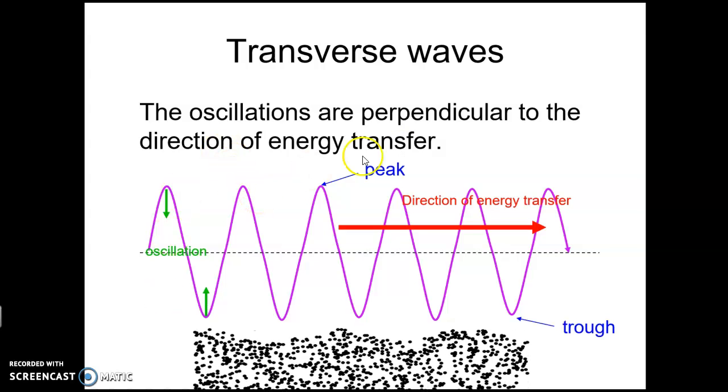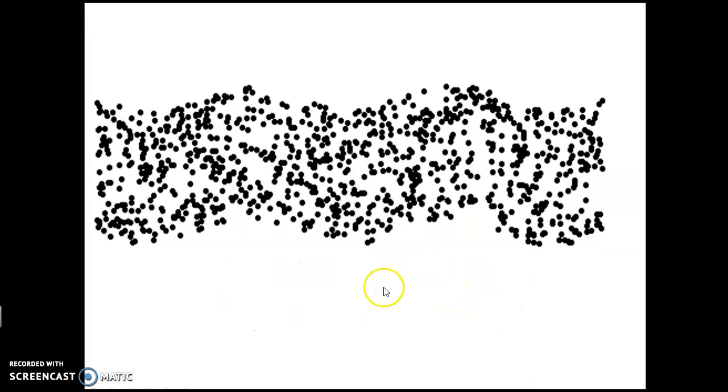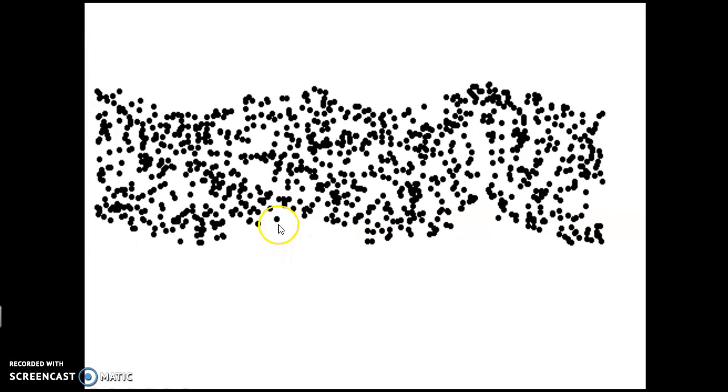You can see the label here. The top is called the peak, the bottom, in English you pronounce this word trough. So peak and trough. If we look at that a little bit more clearly, you can see very clearly that the waves are moving from left to right on the page. But if you look at any particle, you'll notice that it's vibrating, in this case, up and down. Let's pick one here. This one's vibrating up and down.